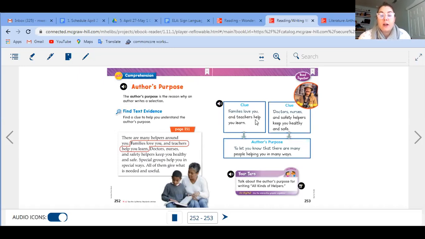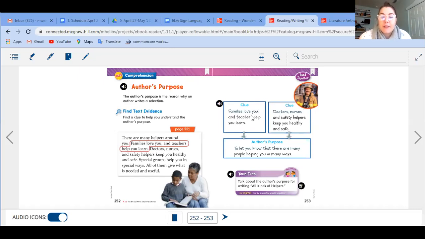So looking at here, there are two boxes. It says clue, another box that says clue, and another box that says author's purpose. That's what you're going to be doing today with our new story called Meet Rosina. So I'm going to just read over this just so that you're aware of the information from yesterday's story so that you are feeling a little bit more confident doing it again for today's story.